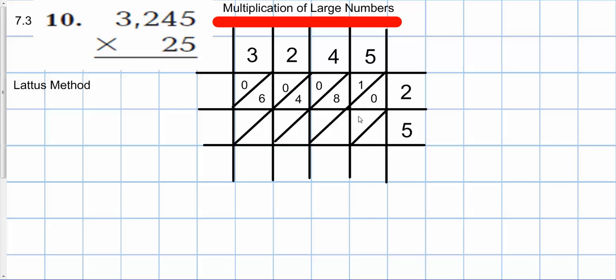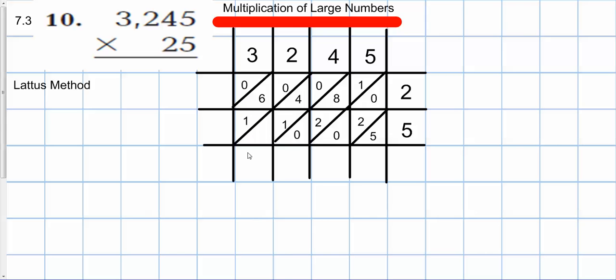Now, down here, 5 times 5 is 25. 5 times 4 is 20. So I put down the 2 there, and then my 0 goes there. 5 times 2 is 10. Put down my 1. 0 goes over here. Move it a little bit so we can read it a little bit better. All right, and then 5 times 3 is 15.